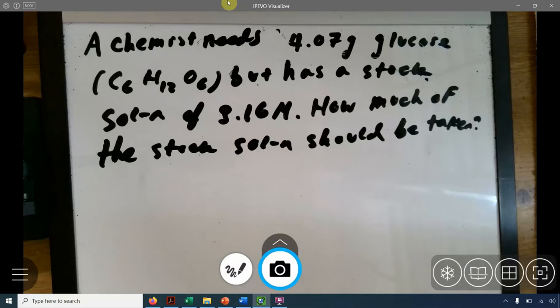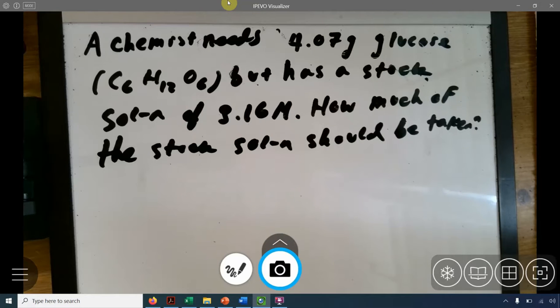Dilution examples that will hopefully make you more comfortable with it. Let's look at this example, and we can make it a little more flowery. Let's say a chemist needs 4.07 grams of glucose, but has a stock solution of 3.16 molar. How much of that does she need to pour out to get 4.07 grams?